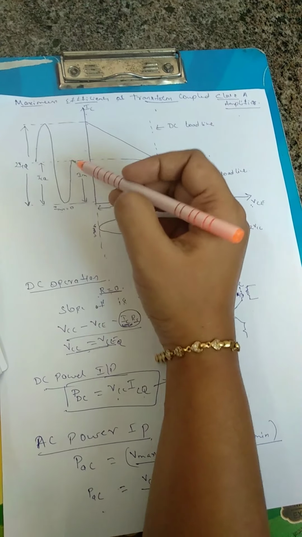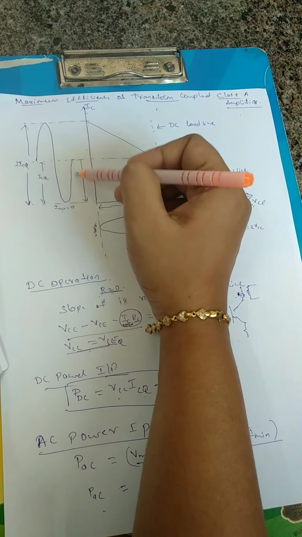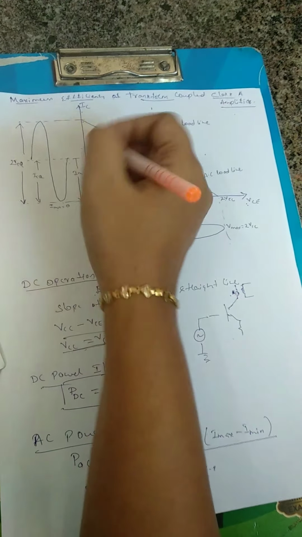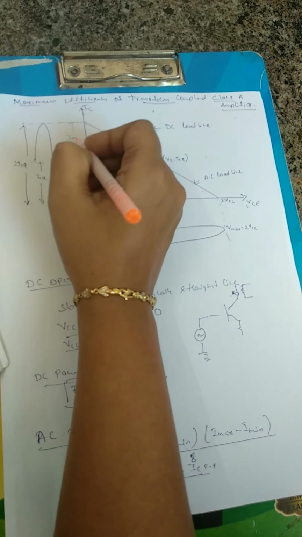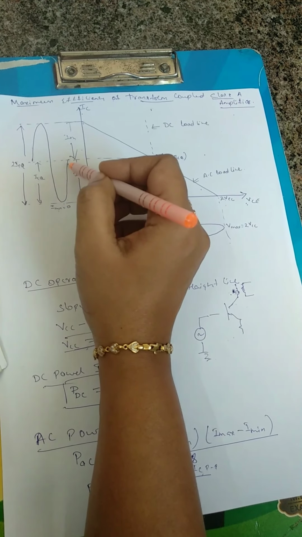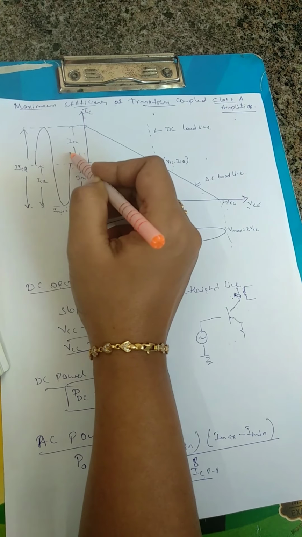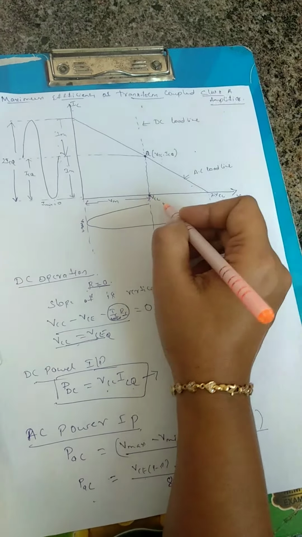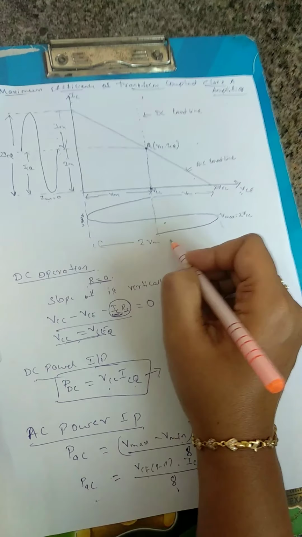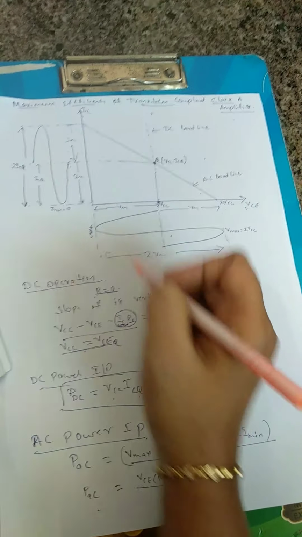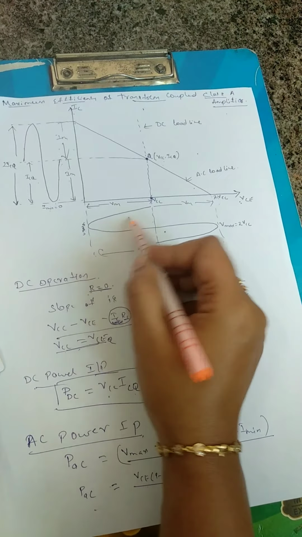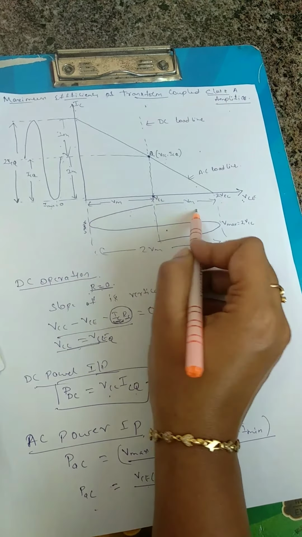Okay, so I have already told you Vm, or Im, is the amplitude. So this is Im and this is also Im, that is 2 Im. So the maximum peak to peak voltage is 2 times Im. If this is Vm and this is also Vm, this will be 2 times Vm. Im is also equal to ICQ, and this is also VCQ, this is also Vm.